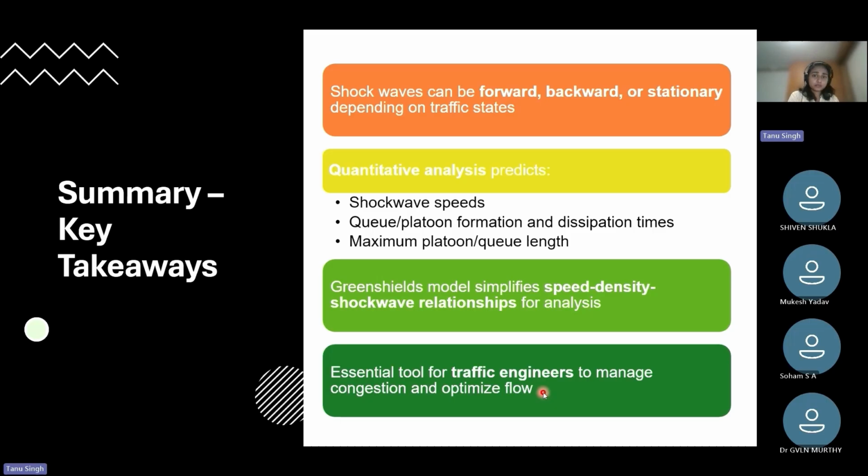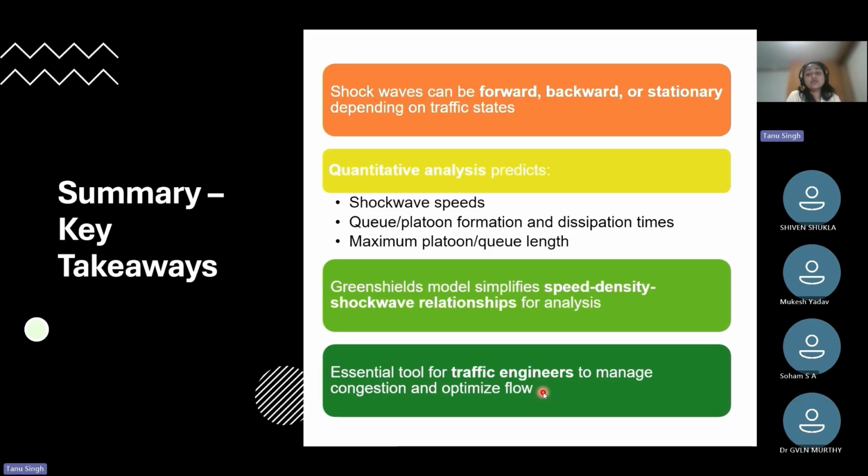Then the quantitative analysis predicts the shockwave speed, the queue, platoon formation and dissipation times, then the maximum platoon queue length, and the green shell model simplifies it. If there is no green shell model, we don't have the flow and density graph. With the help of that graph, we are able to do the analysis and find out the shockwave speeds, queue length, or the delay time.